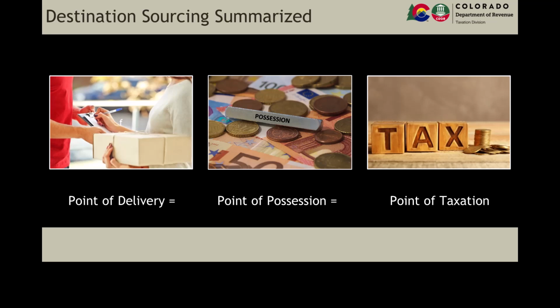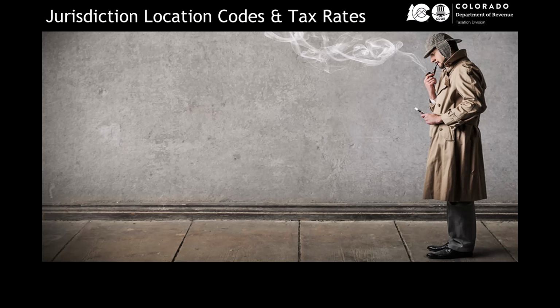More information on destination sourcing, sales tax requirements, and general rules can be found in the Colorado Sales Tax Guide and the Sales and Use Tax Rules publication. Links to these and all other resources referenced during this webinar can be found in the Important Links document from our website. Since Colorado has over 400 local taxing jurisdictions, the department created the Geographic Information System, or GIS.